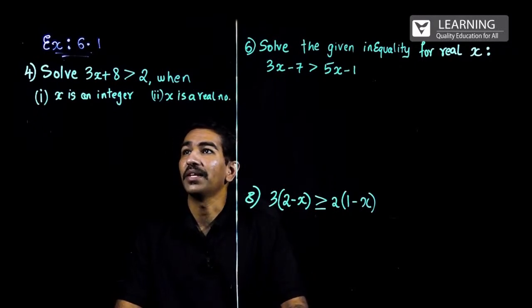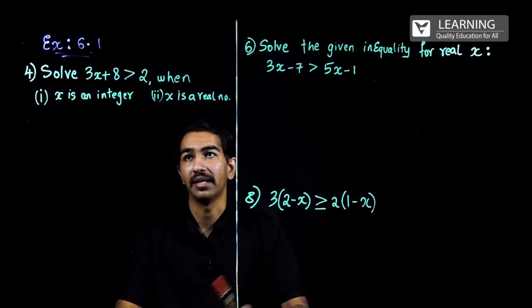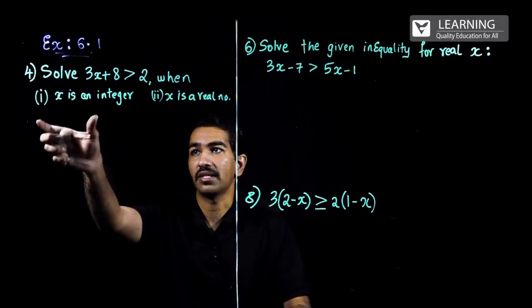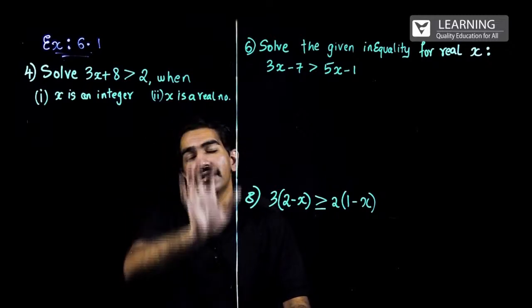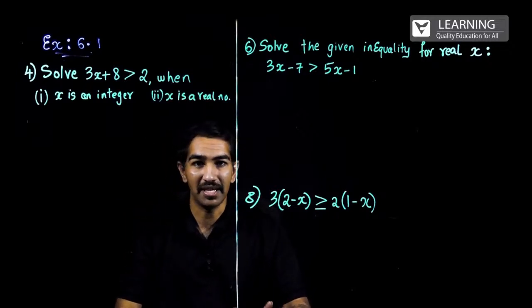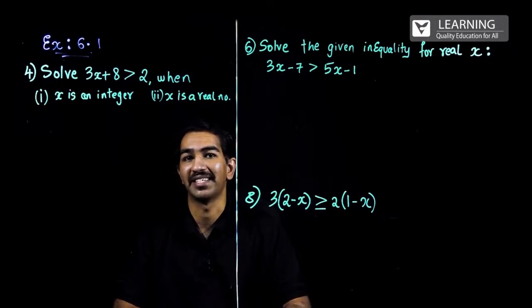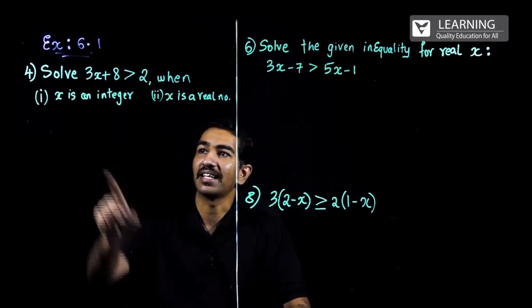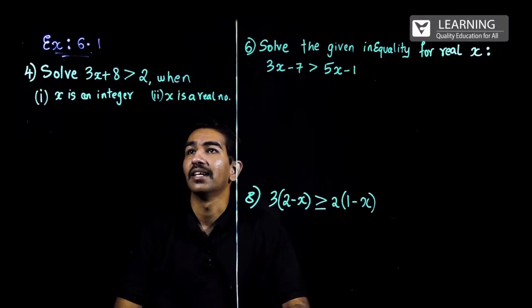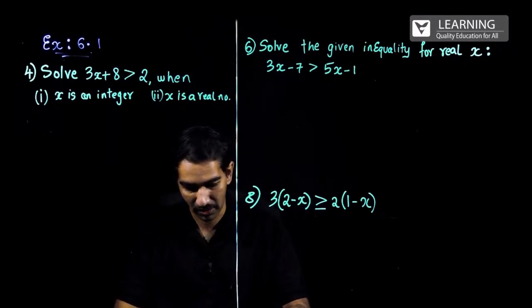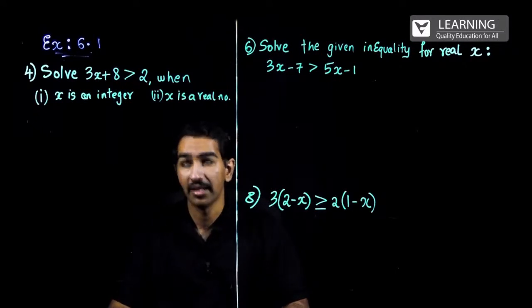So the very first one, solve 3x plus 8 is greater than 2 when x is an integer is the first sub question, x is a real number is the second sub question. So by this time you must be very clear what is an integer, what is a real number, and the other set of numbers like natural numbers, whole numbers, complex numbers, correct? So here they are asking x is an integer and x is a real number. So we'll try to solve this, students. So let us start with solving this.